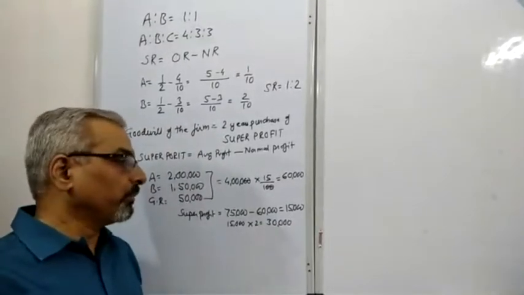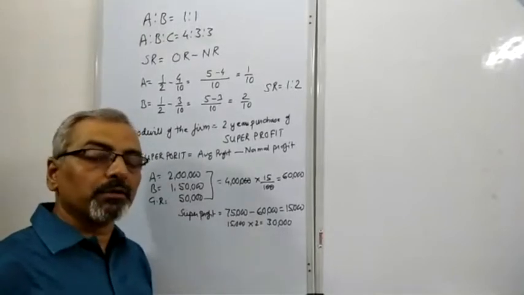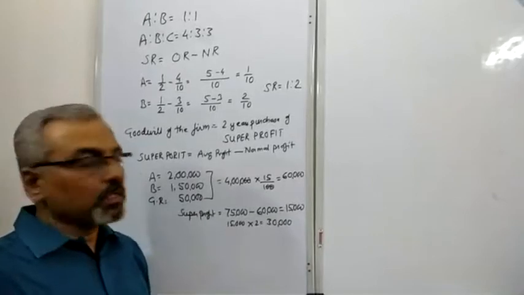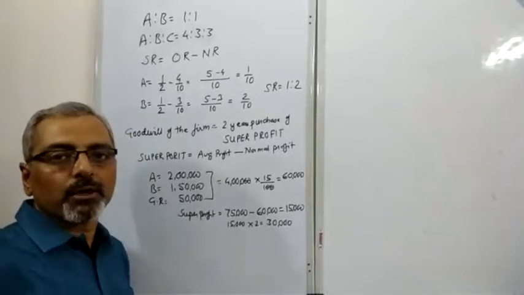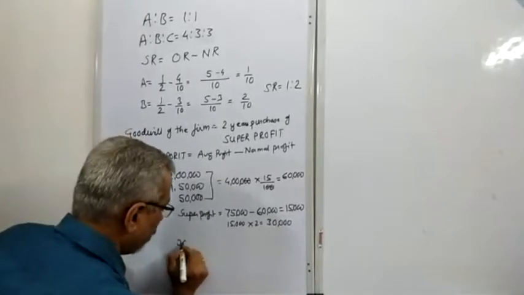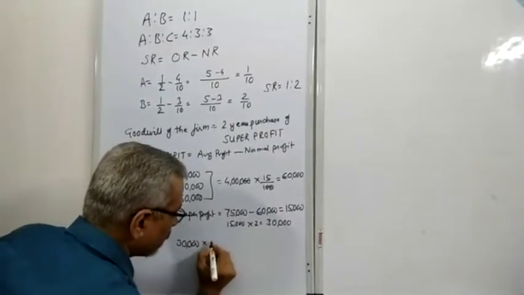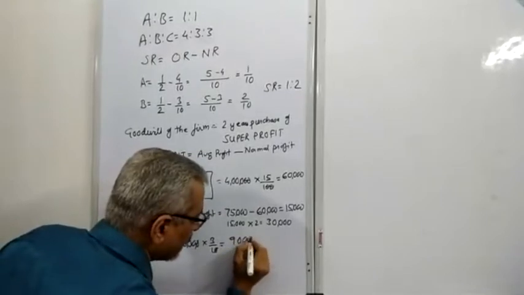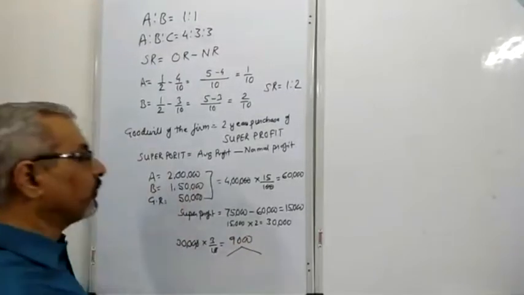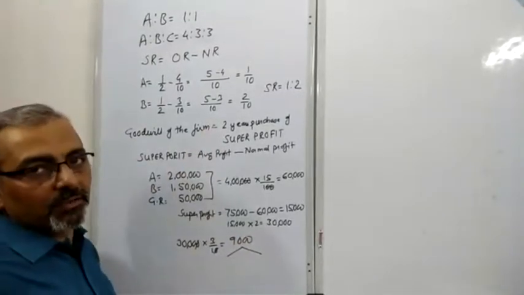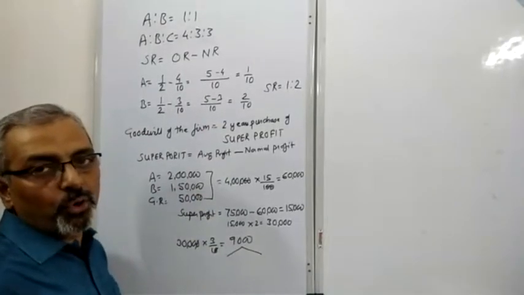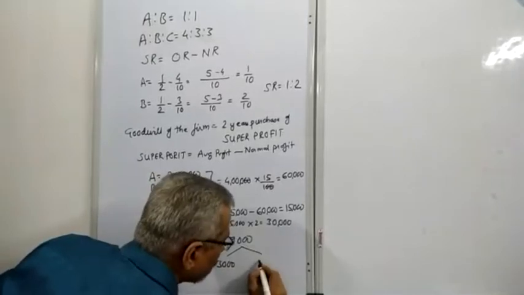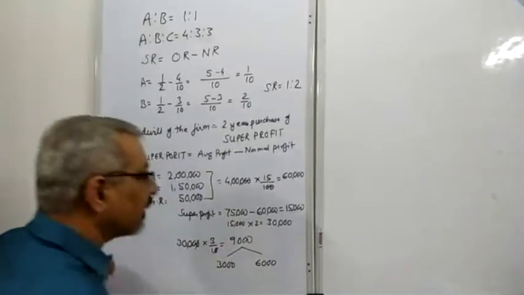Now the goodwill of the firm is 30,000 and the new partner is bringing in his share of goodwill that has actually been told to us. So what will be the new partner's share of goodwill? If we see very carefully, 30,000 into 3 by 10, the new partner's share of goodwill will be 9,000. And now 9,000 will be given to the sacrificing partners in the ratio of 1:2. Therefore, the first partner will get 3,000 and the second partner will get 6,000.